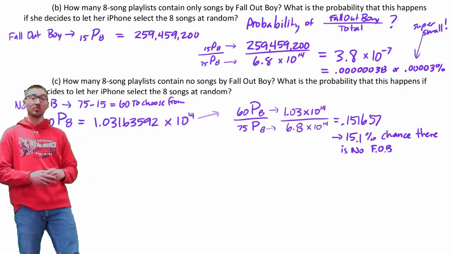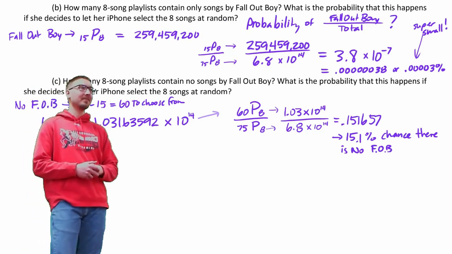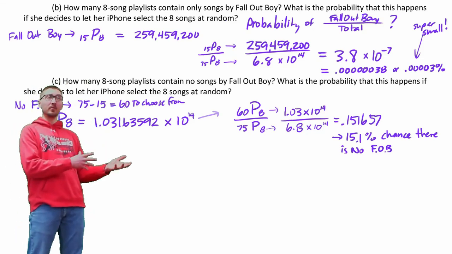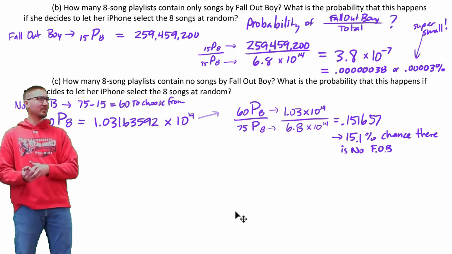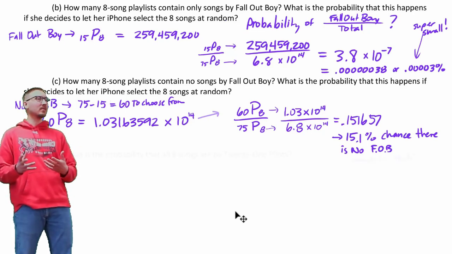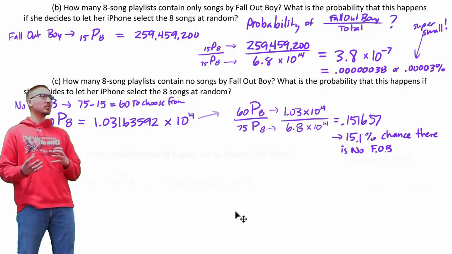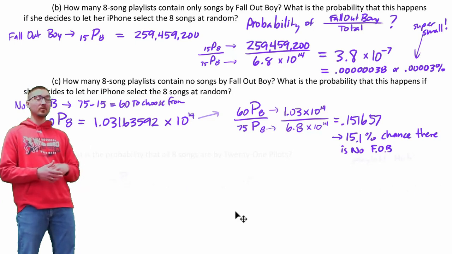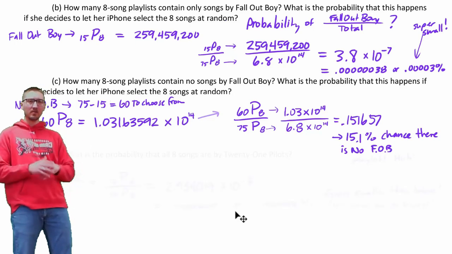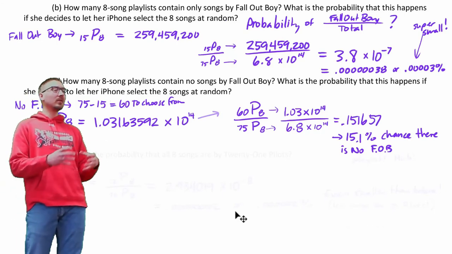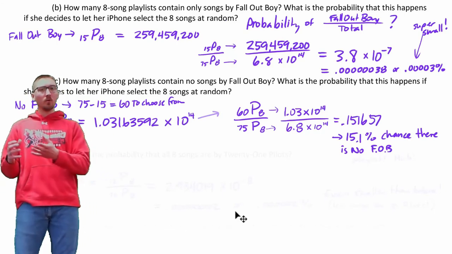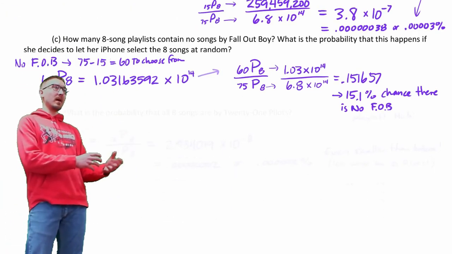It's certainly a larger percentage than the prior answer. Just like the answer for Part B, if I had done this with combinations and said the order of the playlist doesn't matter, I get different numbers, but their ratio is still that 15%. So depending on your situation, you can still get the right answer whether you say the order doesn't matter or the order does matter.